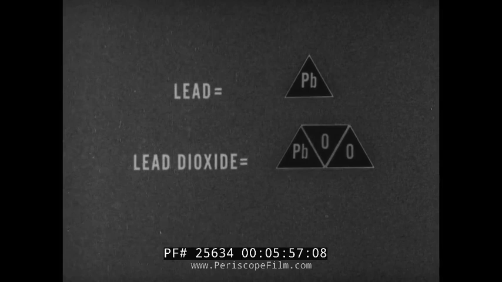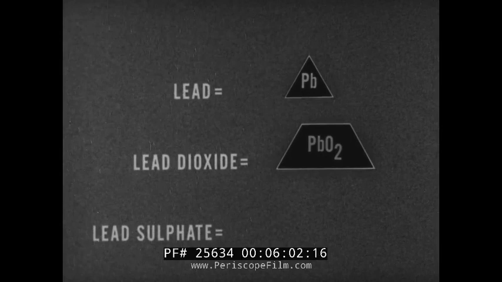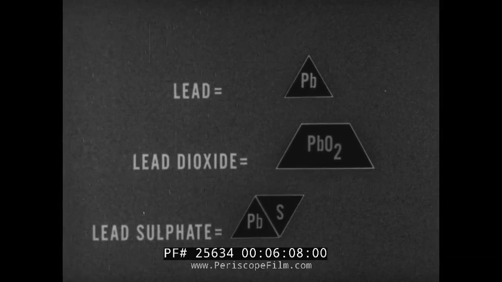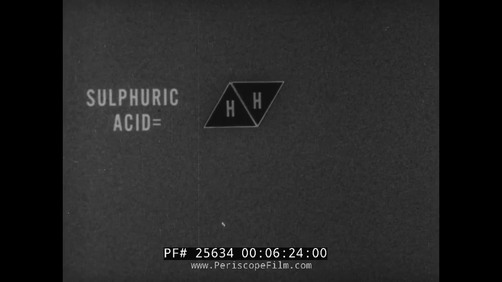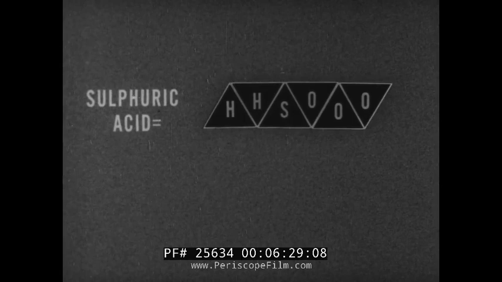The positive plate is a compound, lead dioxide. Each molecule consists of one lead atom and two oxygen atoms, PbO2. A third form of lead is lead sulfate. Its molecule combines a lead atom with a sulfur atom and four oxygen atoms, PbSO4. For the electrolyte in our cell, we have sulfuric acid, each molecule consisting of two hydrogen atoms, one sulfur atom, and four oxygen atoms, H2SO4.